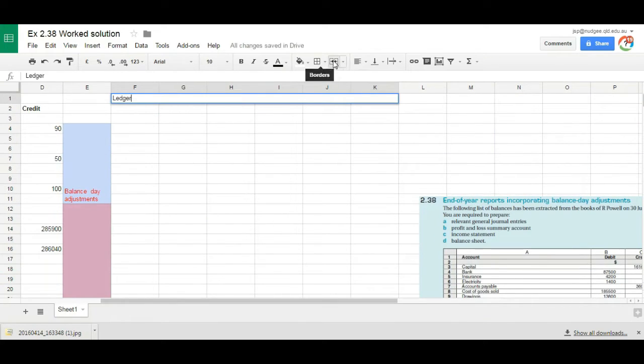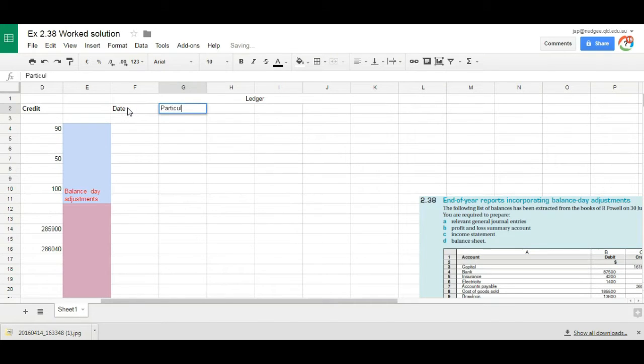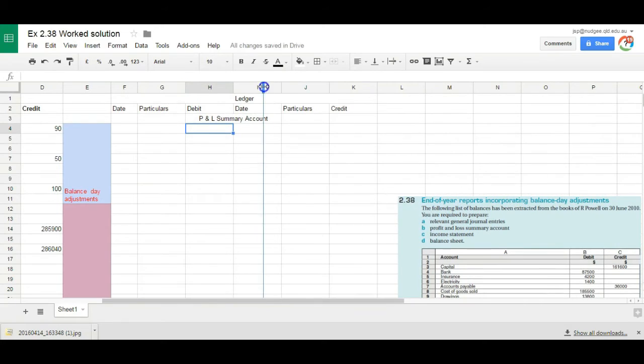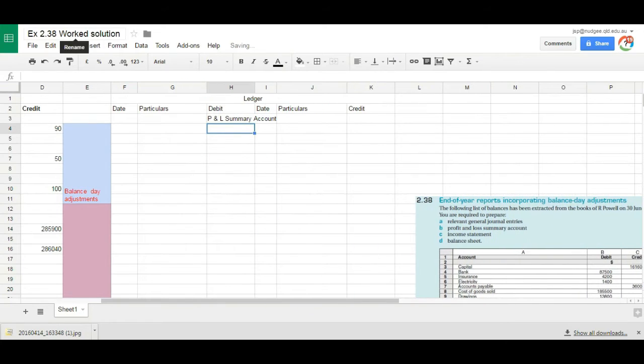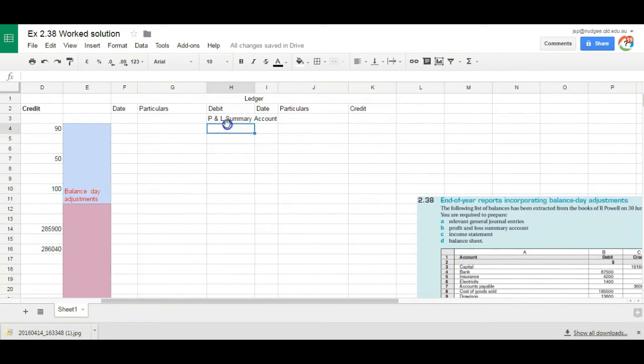But now we need to bump over to the ledger to create our profit and loss summary account in our ledger. Now we're only doing a ledger extract here. It's not like last term where we did every single ledger and it was really, really painful. We're only doing the P&L summary ledger.